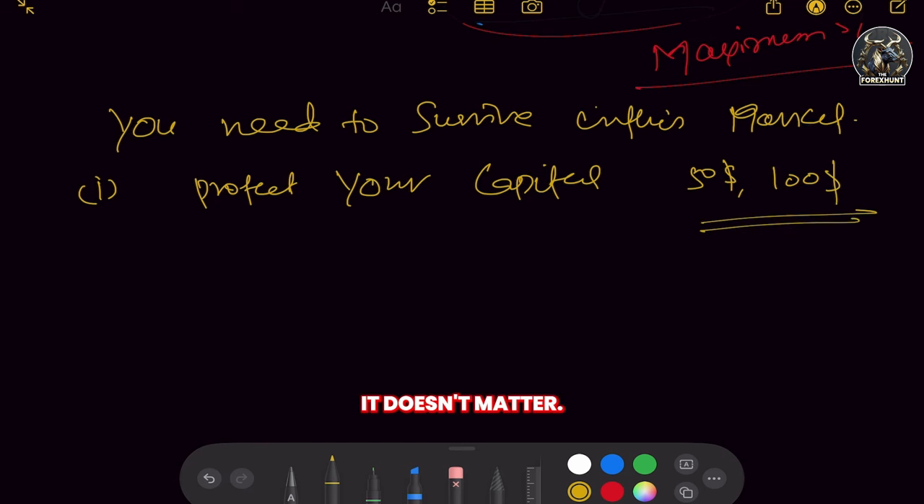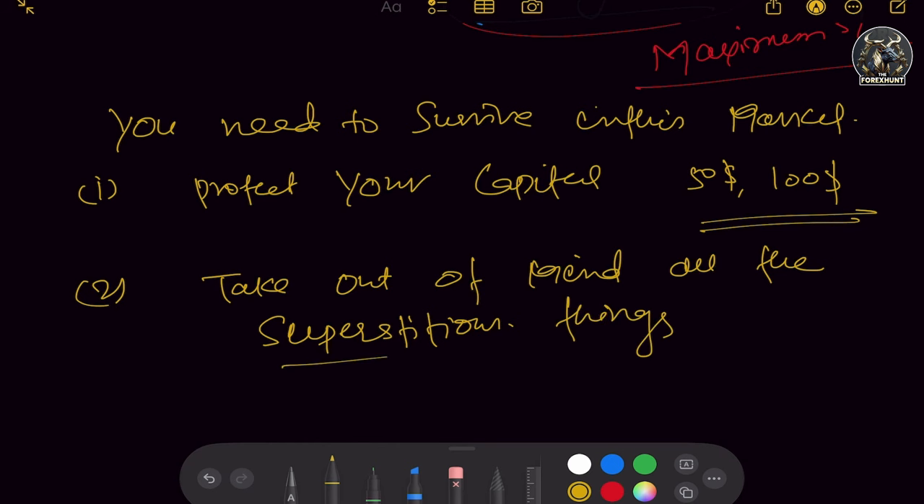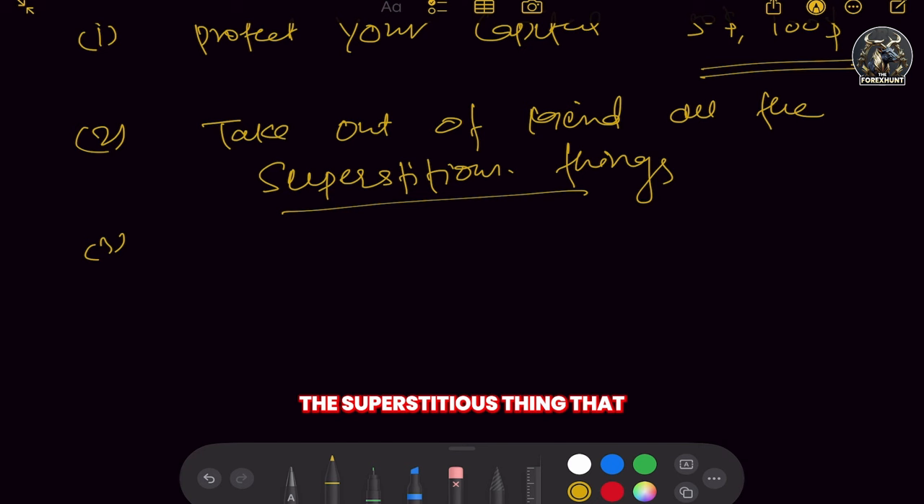It doesn't matter. Second, take out of your mind all the superstitious things. You may know what I am talking about. The superstitious thing that today was not my day. Today one of my friends asked me not to trade, that's why I hit the SL. Today I met with some incidents that made my mood off, that's why I got the SL. No.